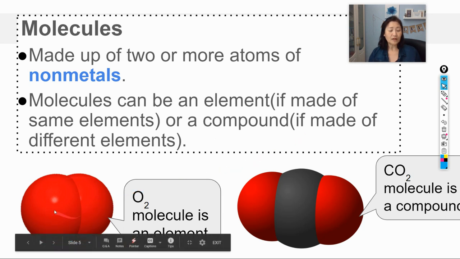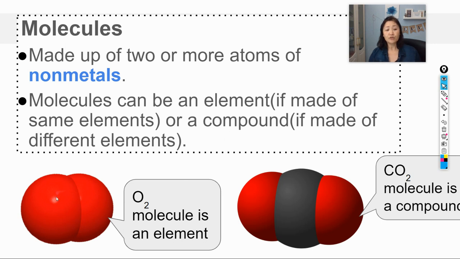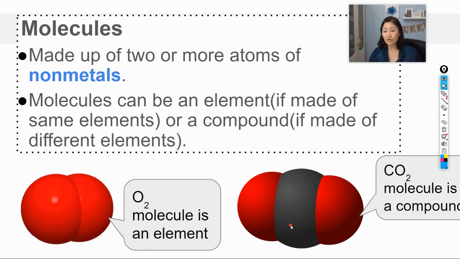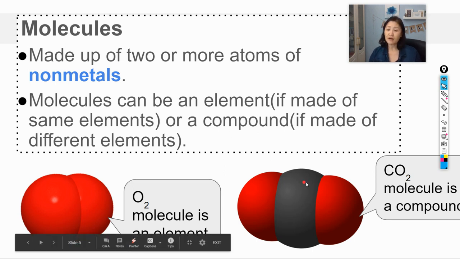So for example, down there, we're showing O2. This is a molecule, but at the same time, it's an element because it's made up of two atoms, but both atoms are the same kind. So we consider this an element. But on the right side, this is showing the model of CO2. This is a molecule because it's made up of all nonmetal atoms, but it is a compound because it's made up of two different types of element. One type is C, carbon, the other type is O.